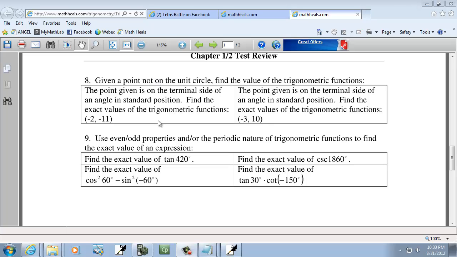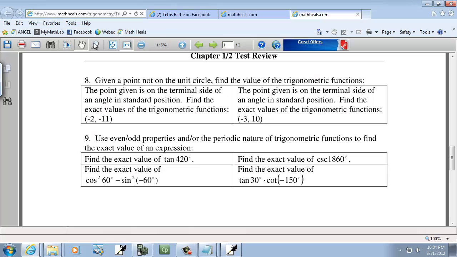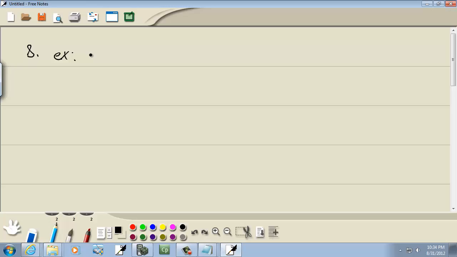Well, let's take a look at our eighth type of problem. Our first example says the point given is on the terminal side of an angle in standard position. Find the exact values of the trig functions. So I got -2 and -11. So this is a point that's given.